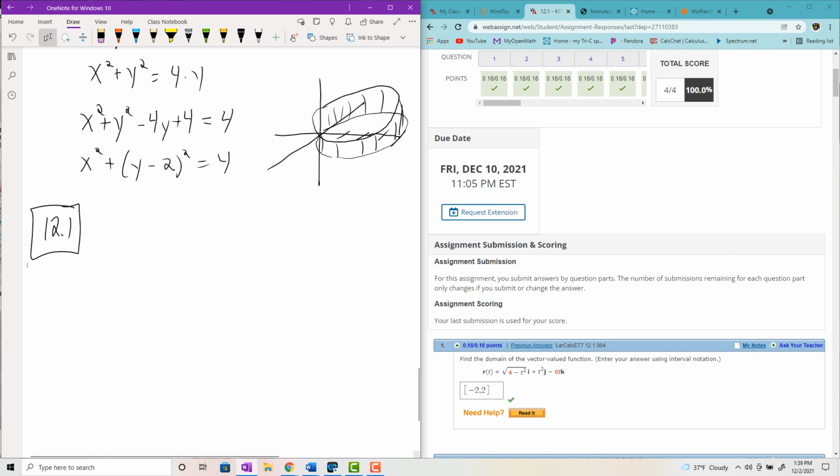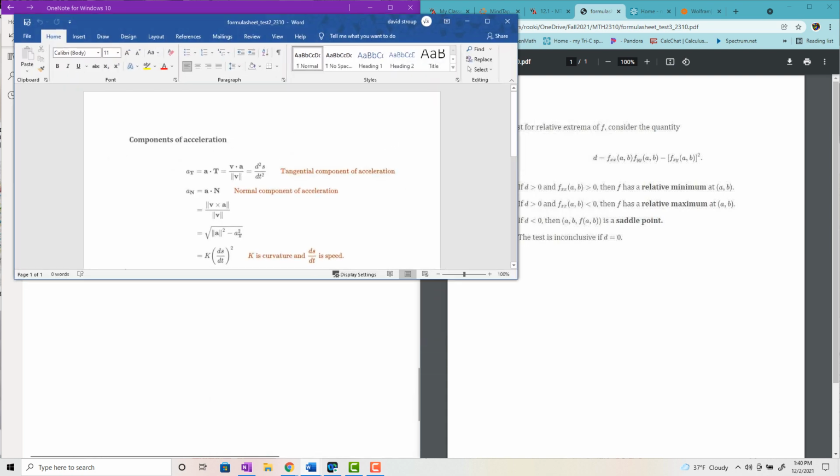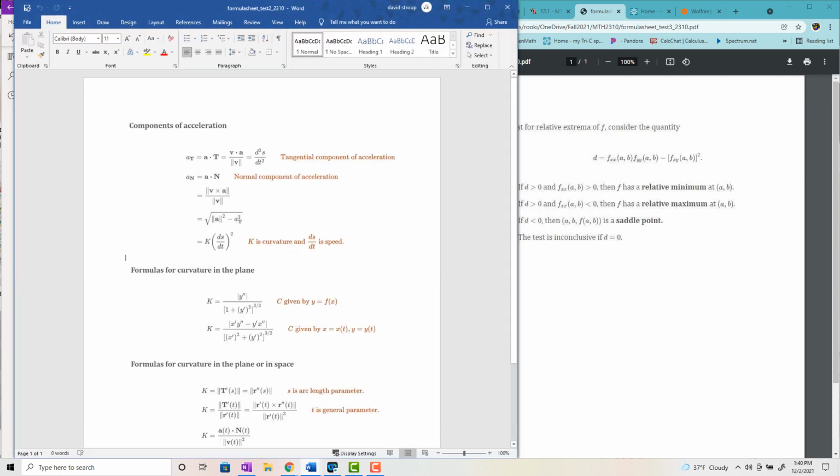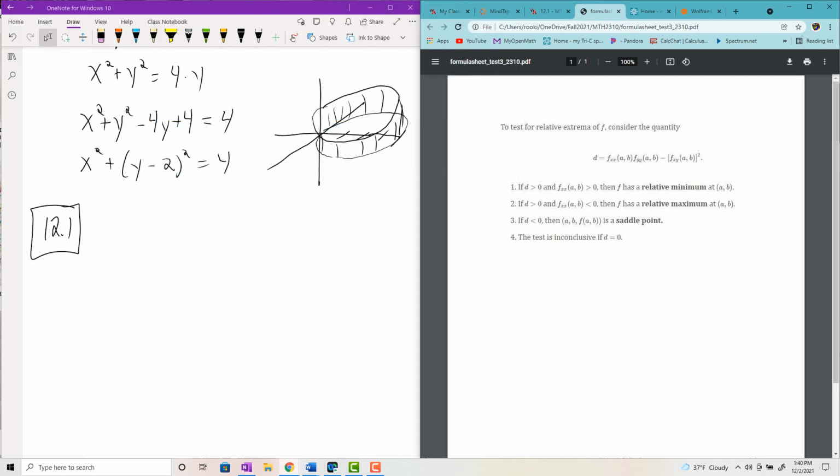Okay, so you're allowed to use the formula sheets that I gave you on the test. So you could use the formula sheet from test 3. There was a formula sheet for test 2 right here. I'm not going to be putting any of the acceleration components on the test, but I will probably put at least one curvature problem on the test. So you could have this formula sheet if you need it. But anyways, 12.1.